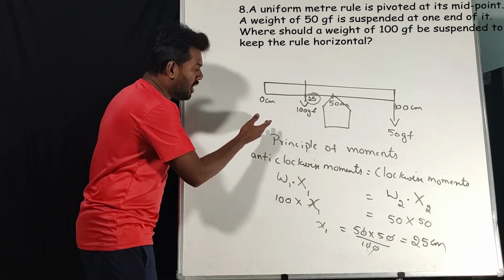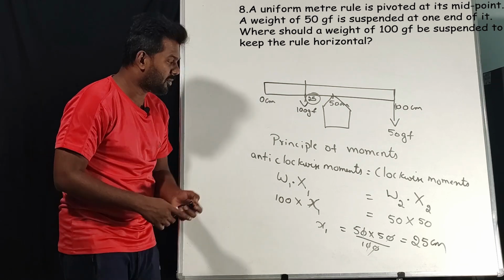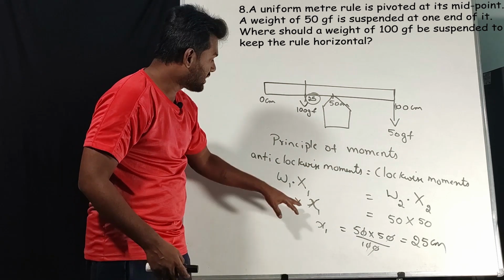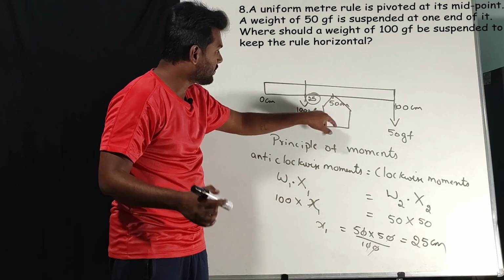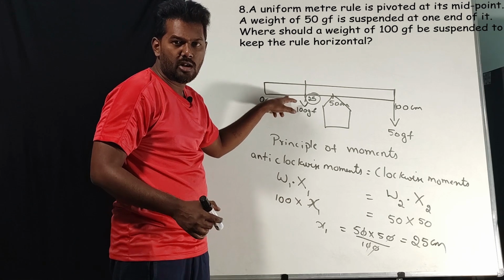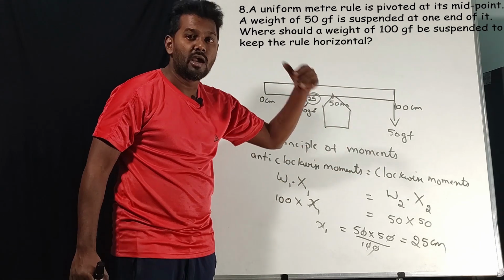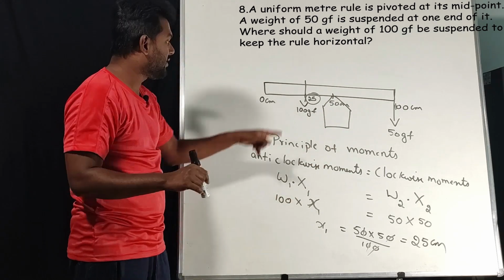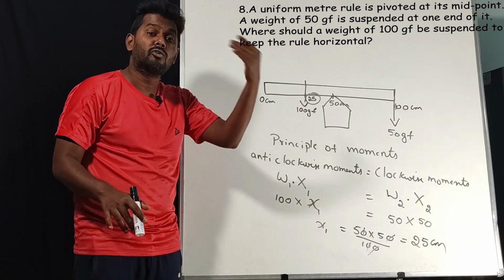That doesn't mean you're going to keep the load exactly at 20. No, that is wrong. What do you mean by 20 centimeter x1? X1 value is equal to 20 centimeter means the distance from the fulcrum to the load. So 50 minus 20 will be 30. 30 is the place where you are going to place the load. So this is the method how you can calculate.